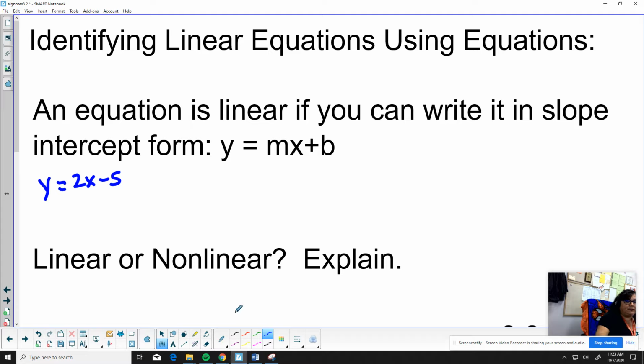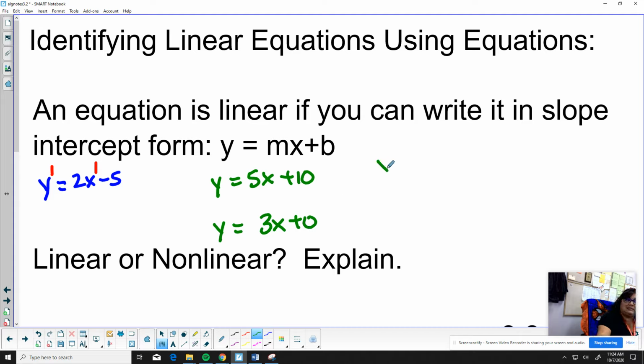Okay, and then notice a couple things here. The y has an exponent of 1 and the x has an exponent of 1. That's required for it to be linear. If there's a different exponent other than 1, it's nonlinear. Okay, so we could also have y equals 5x plus 10. That would be linear. We could have y equals 3x, because then the plus b would be plus 0. So just y equals 3x would totally work.